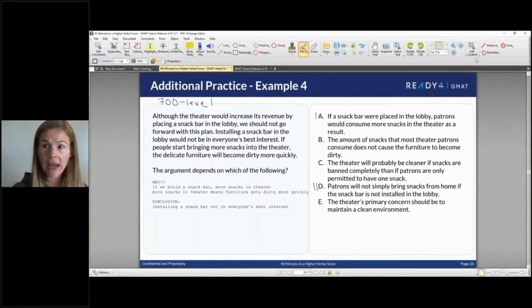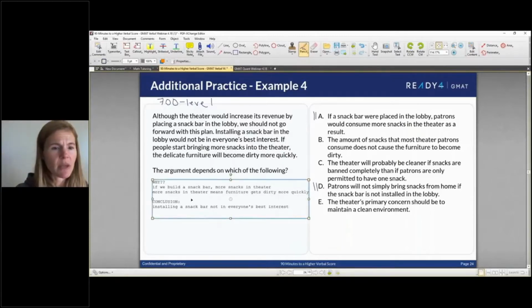We got some answers for A and some answers for D. So what I've done here is I've picked out the conclusion and the why. The conclusion is that installing a snack bar isn't in everyone's best interest. Why does the author think that? Because if they build a snack bar, people will bring more snacks into the theater, and more snacks in the theater means the furniture will get dirty more quickly.